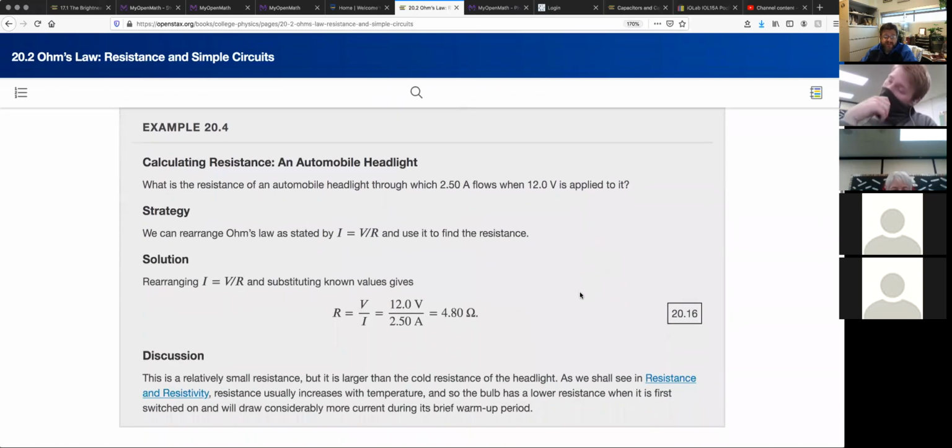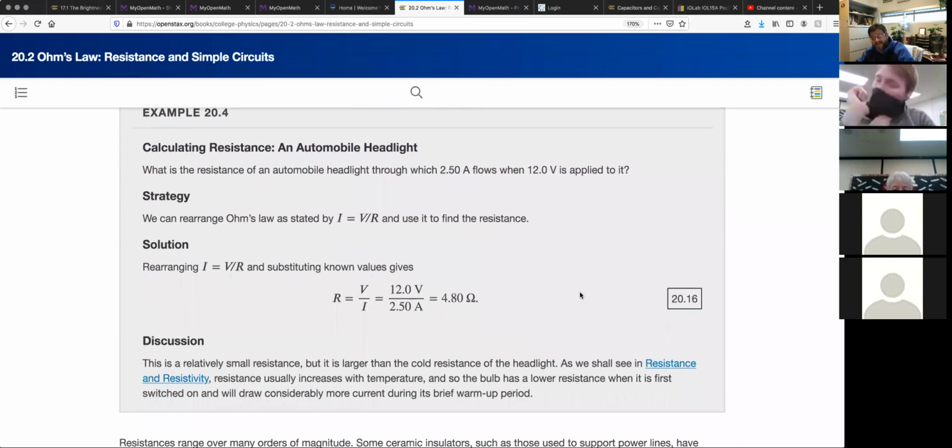Here is an example of this kind of circuit. An automobile headlight is essentially a resistor in a circuit with a battery. Pretty simple stuff. So you have 2.5 amps flowing and a 12 volt potential across it. When they say applied to it, it means it's across the resistance. So you measure a 12-volt difference from one side to the other side of the headlight.